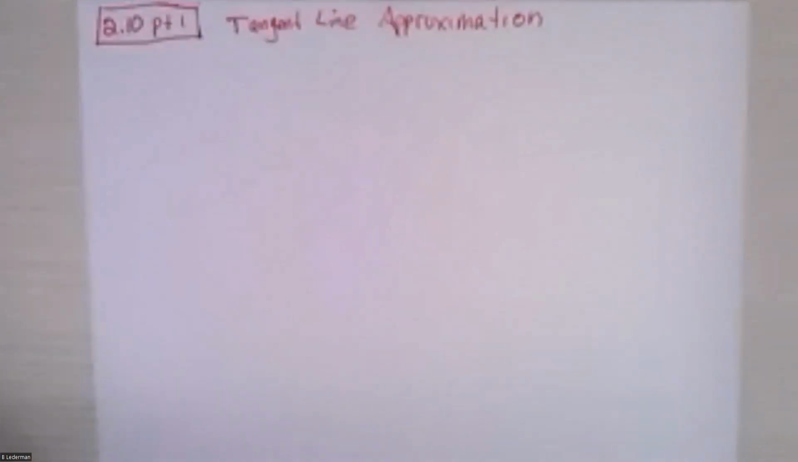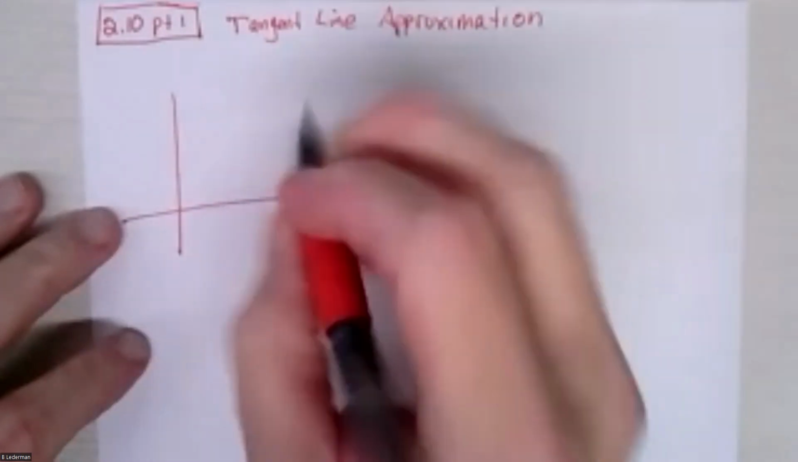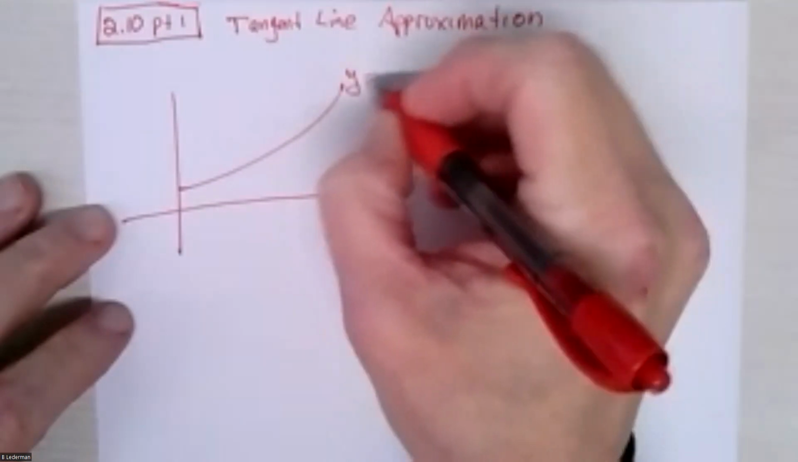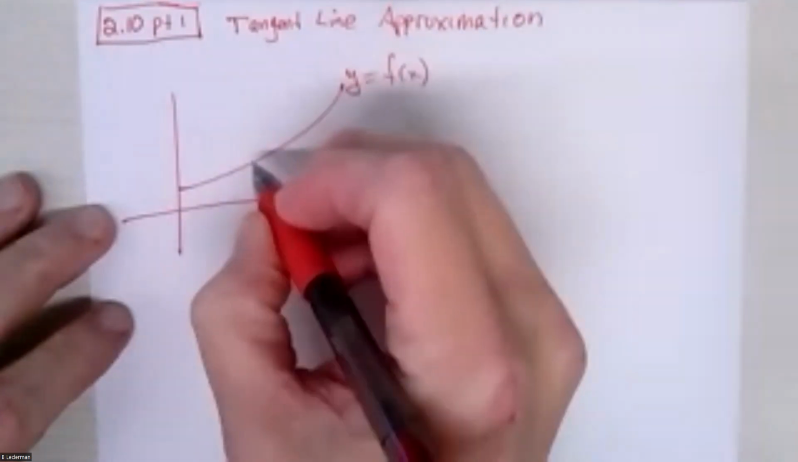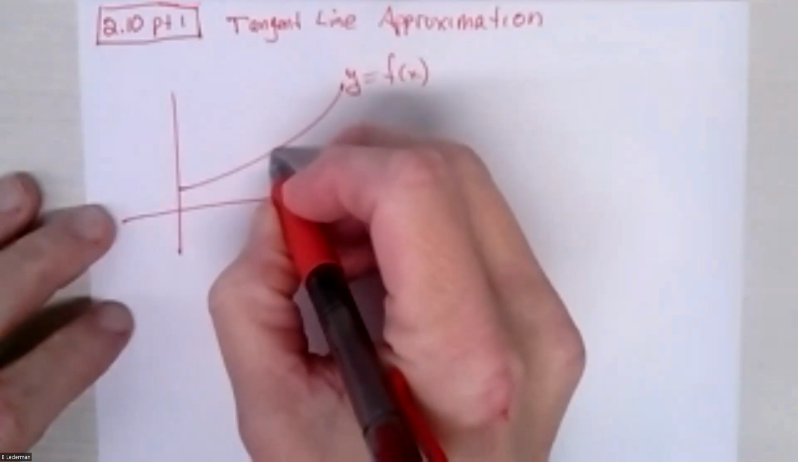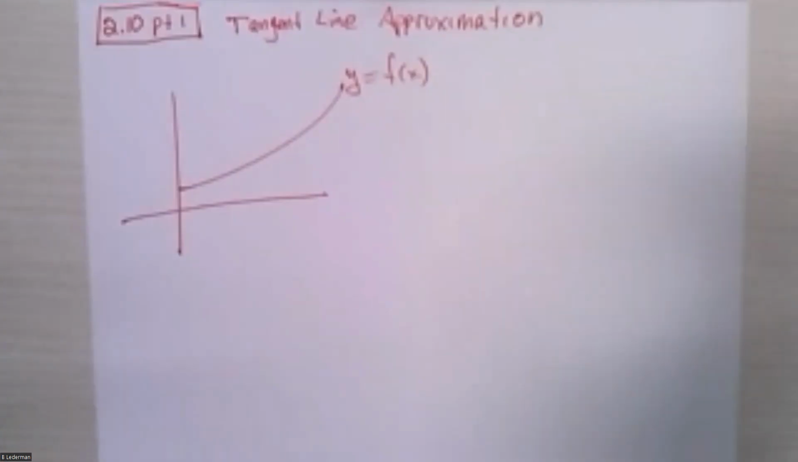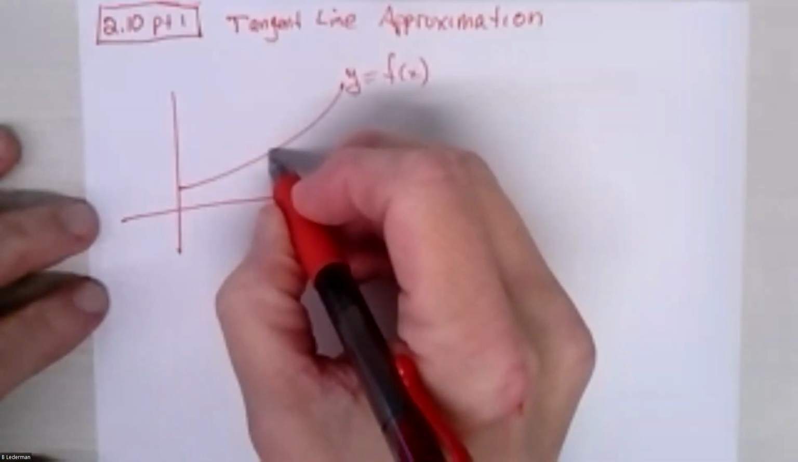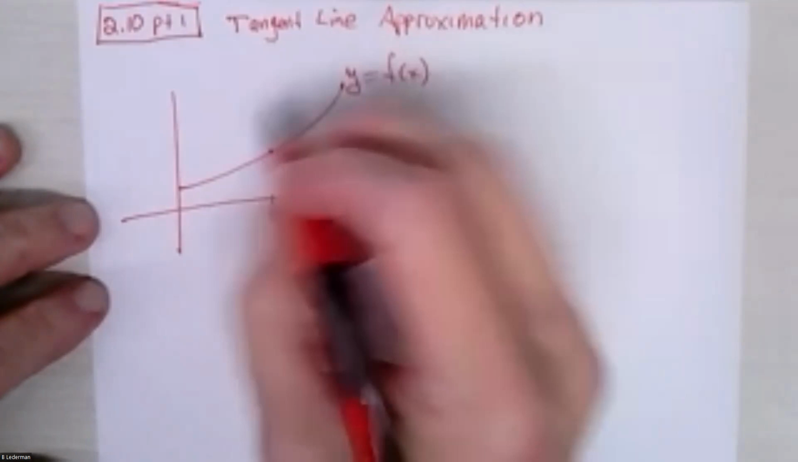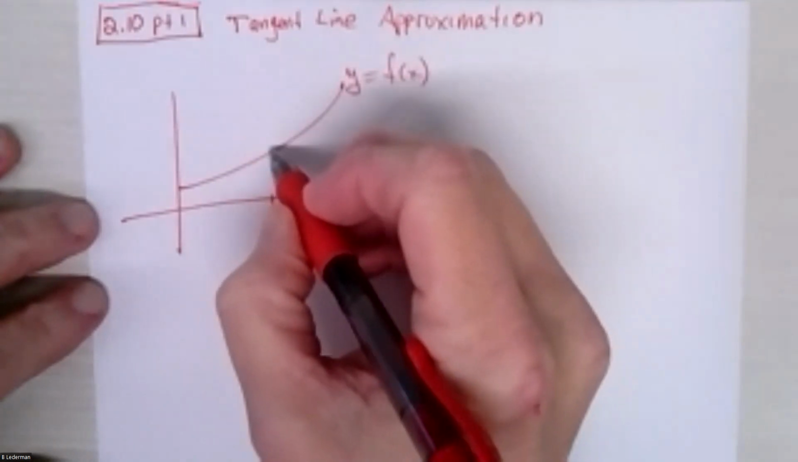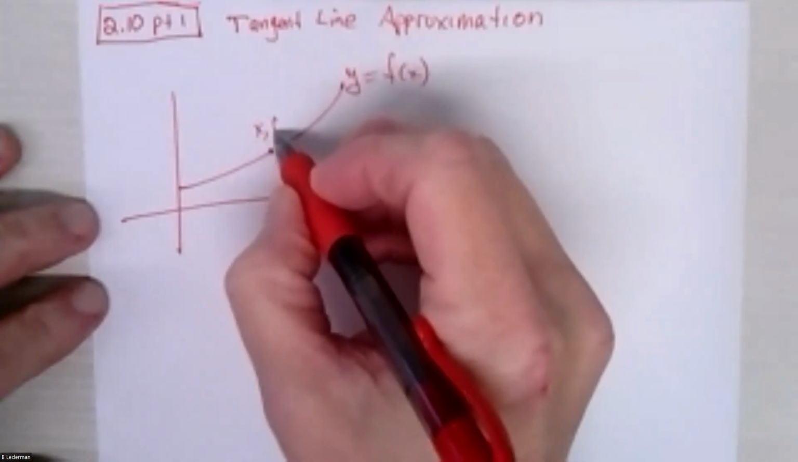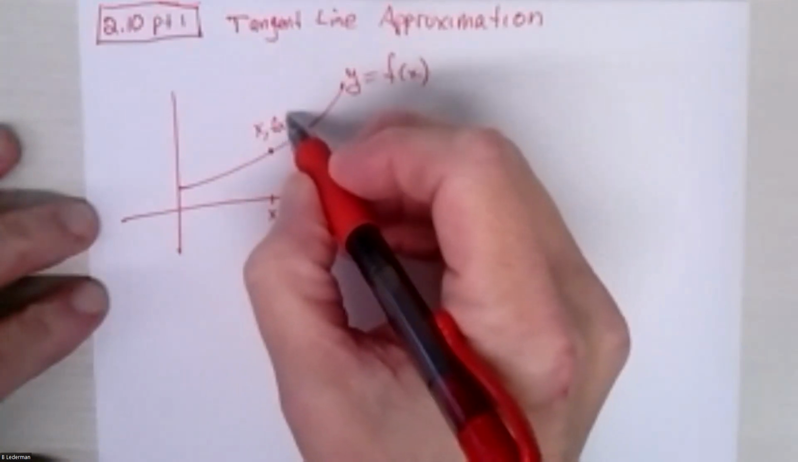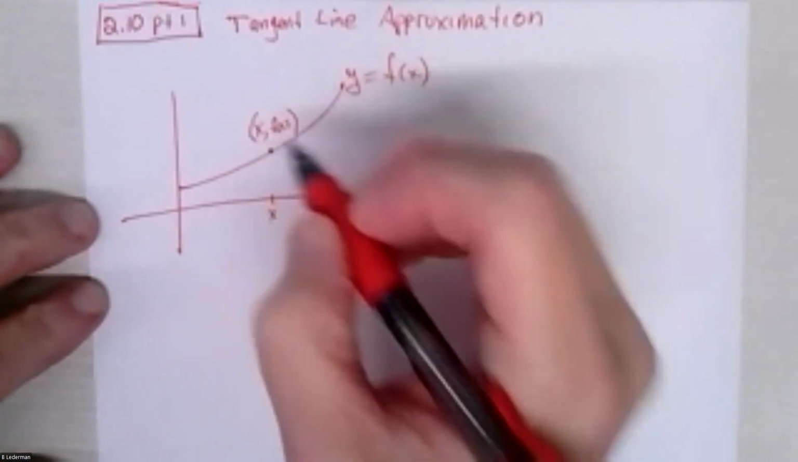So let's say I have a curve. Some function, and it's y equals f of x. And I want to know the value of f at some random point. Let's say some random point x. So this is x. This point would be the point x comma f of x. I want to know that point.